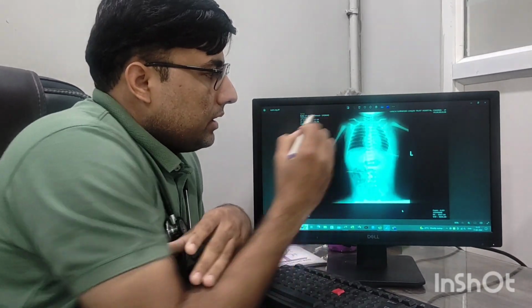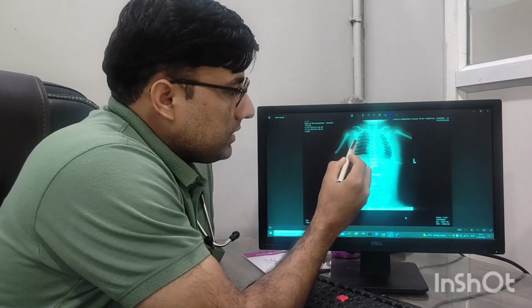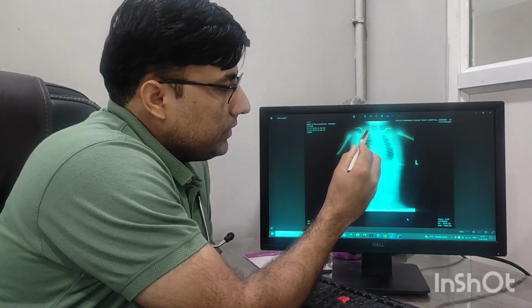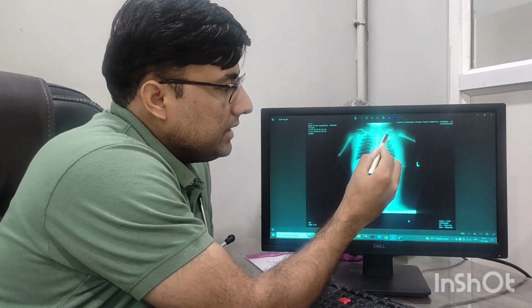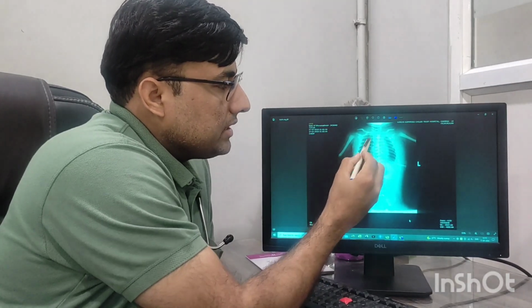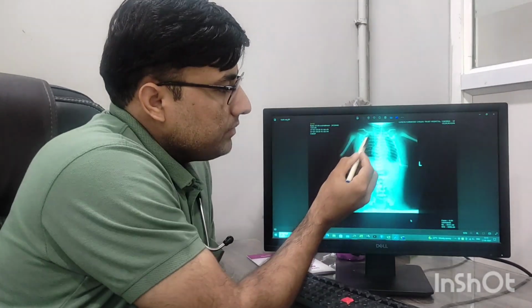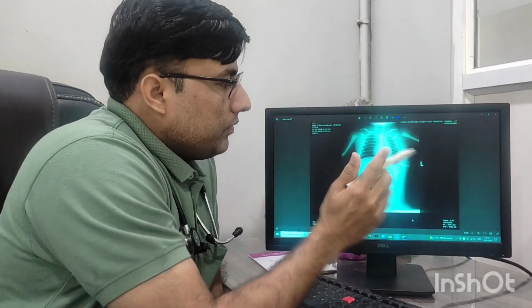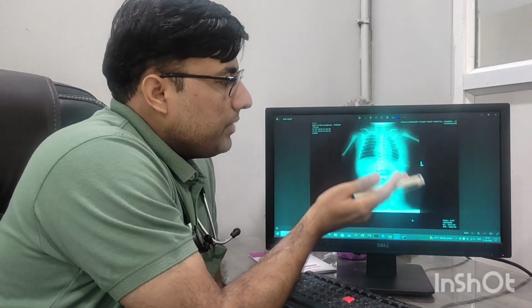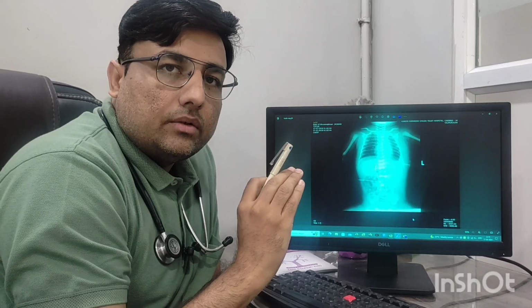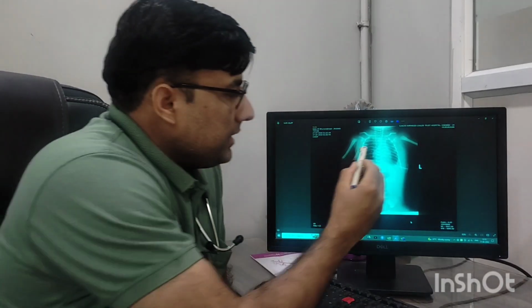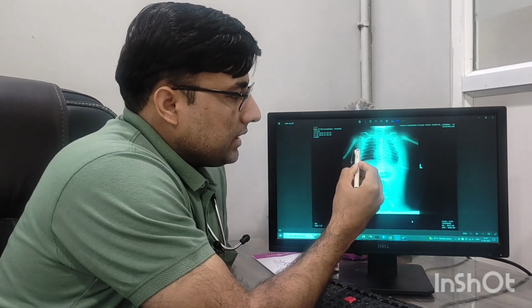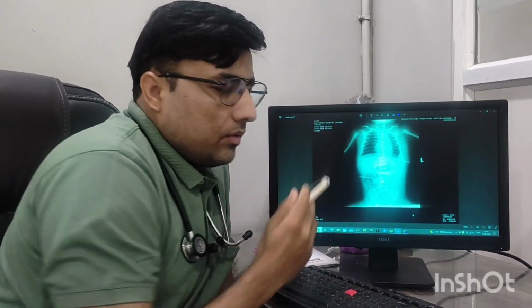Second point is scapular shadow. In AP view, scapular shadow will overlap the lung fields. Here sometimes we can see scapular shadow, and here also we can see some scapular shadow. But in PA view, scapular shadow will be away from the lung fields. Third point, in AP view, the ribs will be more horizontal.